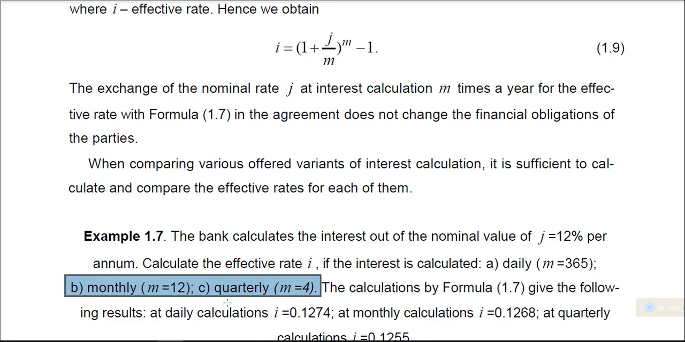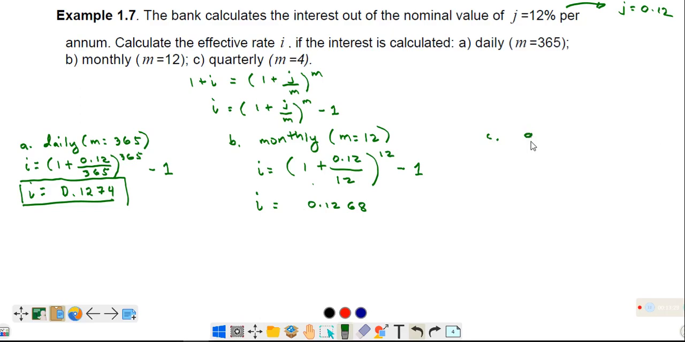And finally, let's compute for quarterly. So, same procedure lang ulit for quarterly. Ilang quarters meron sa isang taon? Kaya nga siya quarter, ibig sabihin, 4. So, M is equal to 4. So, I, 1 plus 0.12, hindi magbabago si J, divided by 4, raised to the power of 4, minus 1. So, compute na nga pala tayo nito.